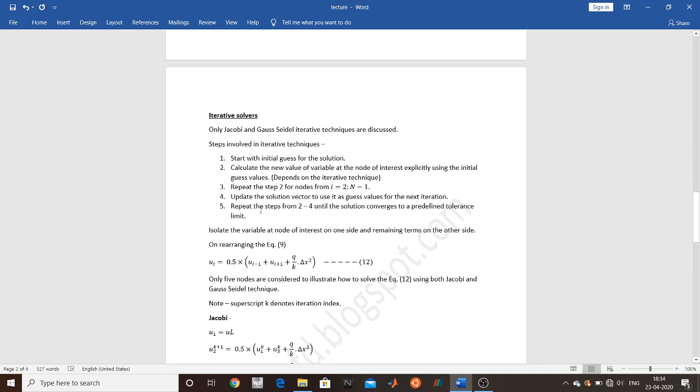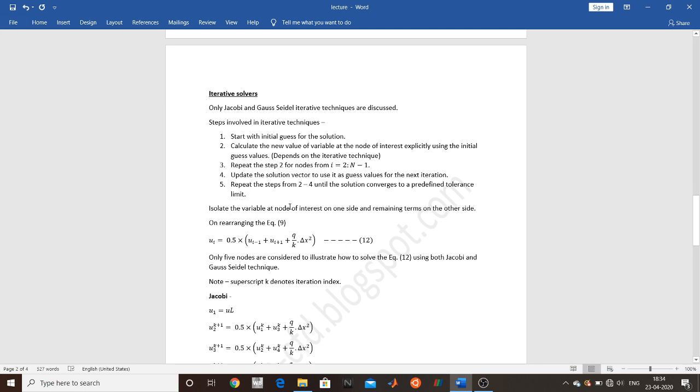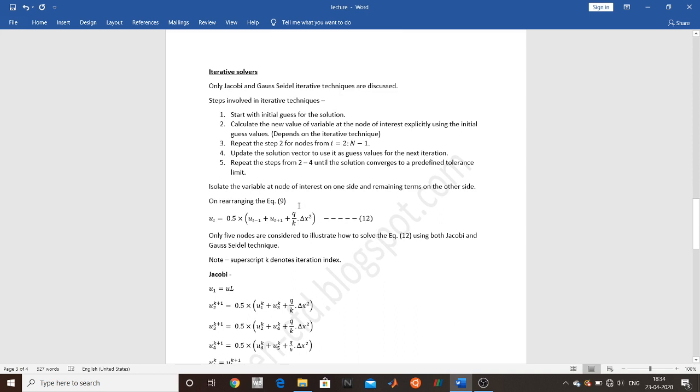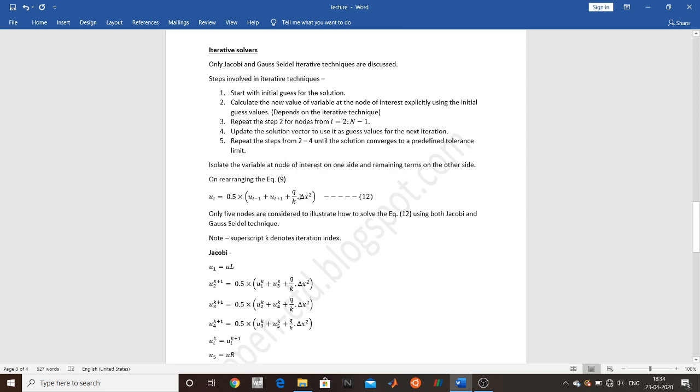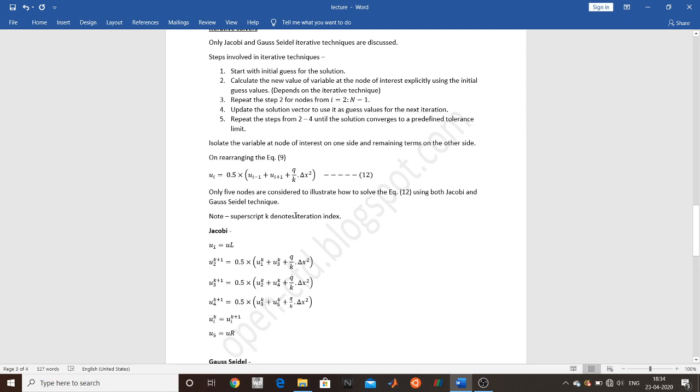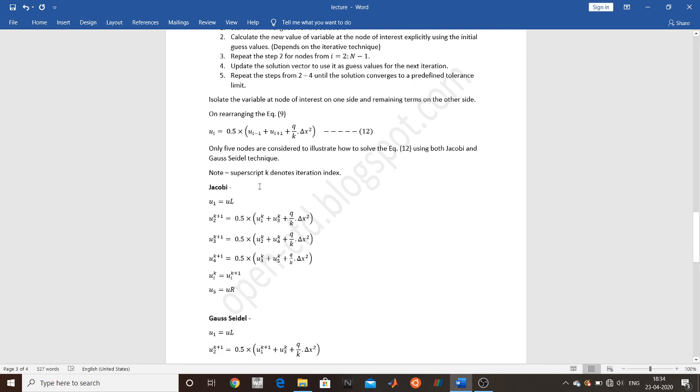And step number 5, we repeat the steps from step number 2 to 4 until our solution converges. So you'll understand that in a moment. For doing so, we isolate the variable at the node of interest on one side and the remaining terms on the other side. Note here that the superscript k denotes the iteration index. So first we will start with the Jacobi.